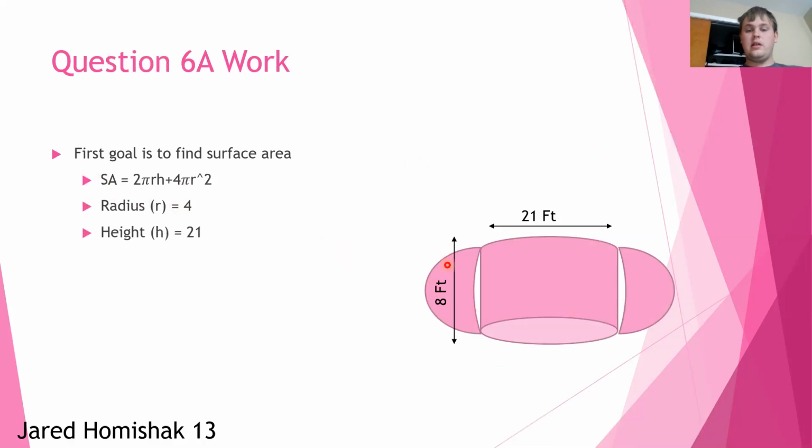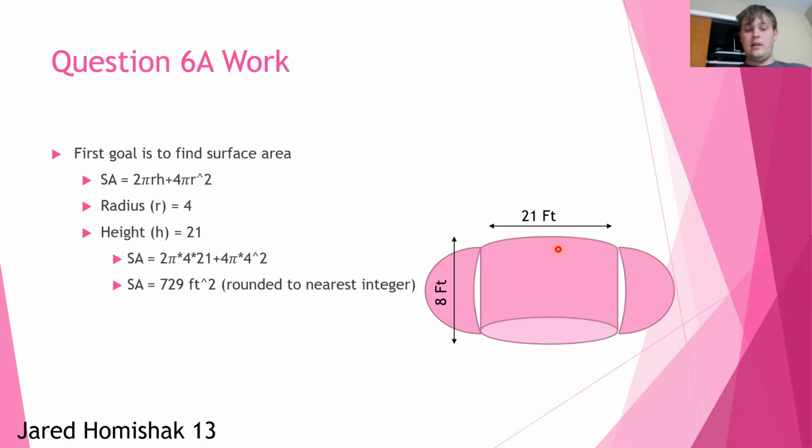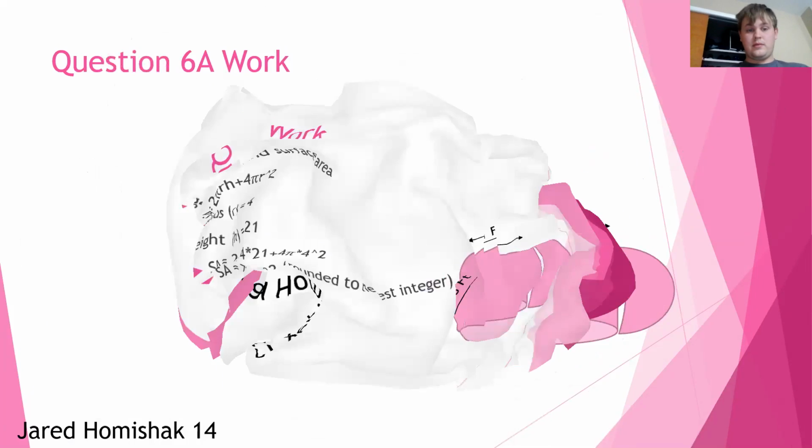Now, the radius is going to be half. So for this figure, we know that if its diameter is 8 feet, its radius has to be 4 feet, since the radius is half the diameter. And then the length of the height of this figure in the middle is 21, as that is given to us. So applying that to our formula gives us a surface area of 729 feet squared. That is rounded to the nearest integer.